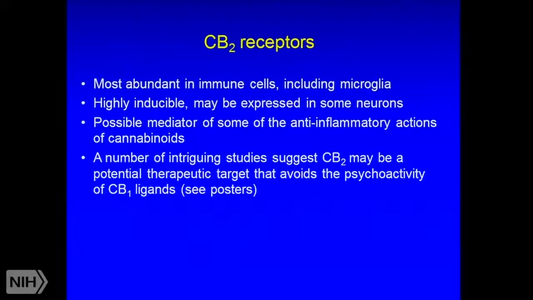Okay. So CB2 receptors, I wanted to briefly mention these. These are most abundant in immune cells, including microglia. They're highly inducible, and may be expressed in some neurons. They're possible mediators of some of the anti-inflammatory actions of cannabinoids. There are a number of intriguing studies that suggest that CB2 may actually be an interesting therapeutic target with minimal psychoactivity that you normally would have with CB1 ligands.